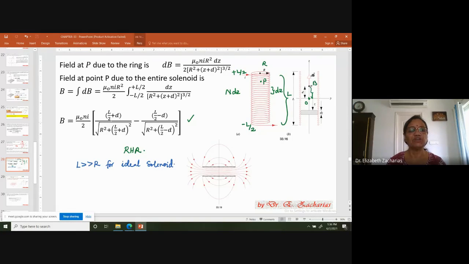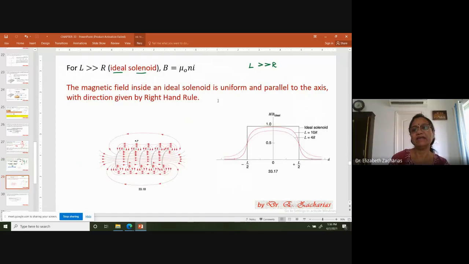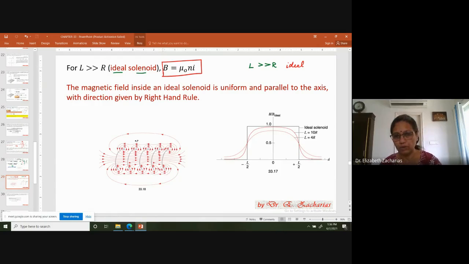When L is much greater than R, it's just simple mathematics. You will be able to show that the magnetic field inside an ideal solenoid is going to become a simple expression: B equals mu naught n I. I is the current through the solenoid and small n is the number of turns per unit length.